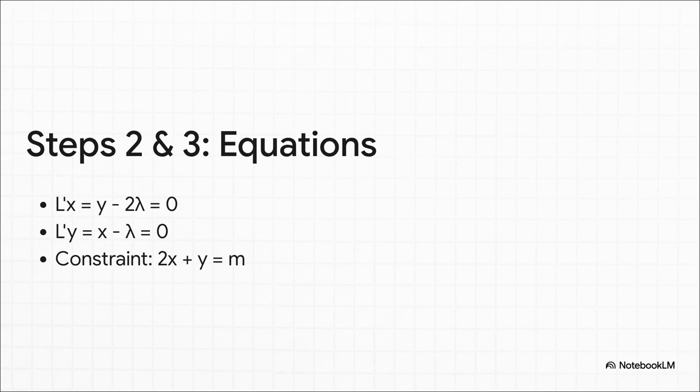Next up, the calculus part. We find the point where this new function is totally flat by taking its partial derivatives for both x and y and setting them to 0. Think of it like finding the very top of a dome.